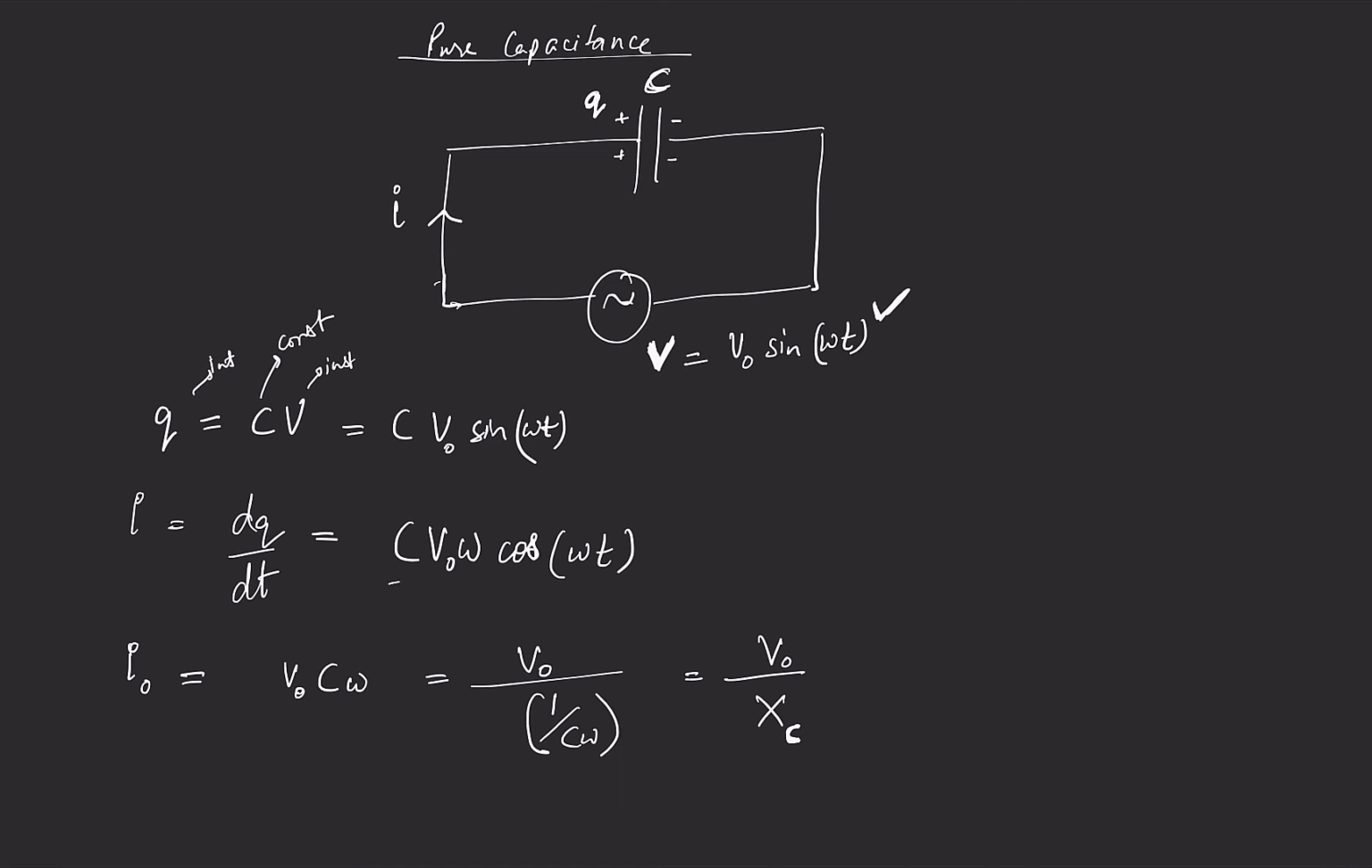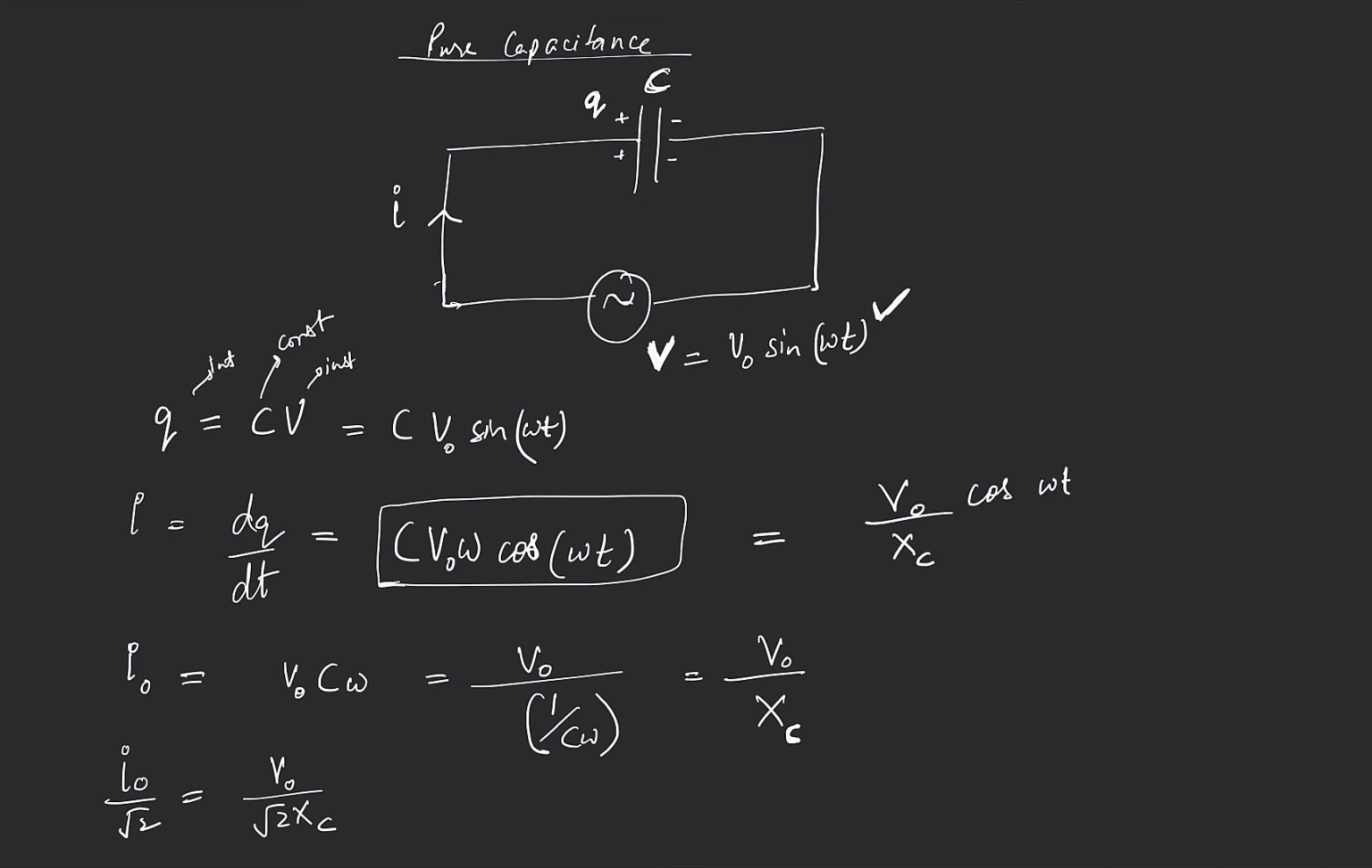So if you have found the instantaneous current, as I said, that's the most challenging thing. Finding the peak current is trivial, which is just V naught by Xc. And finding the RMS current is also trivial, which is just peak by root 2, so V naught by root 2 Xc. The main challenge in AC circuits is to find the instantaneous value, and from it you can calculate RMS and peak very simply. So basically we can write this as V naught by Xc cos omega t.